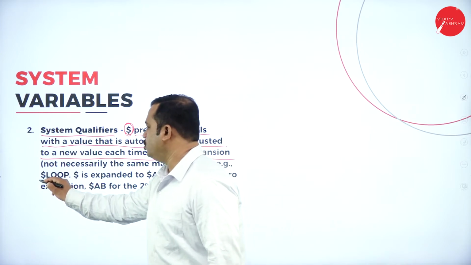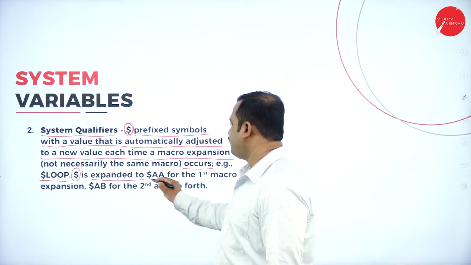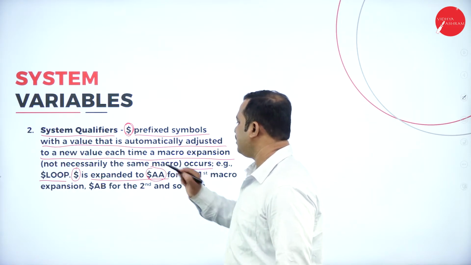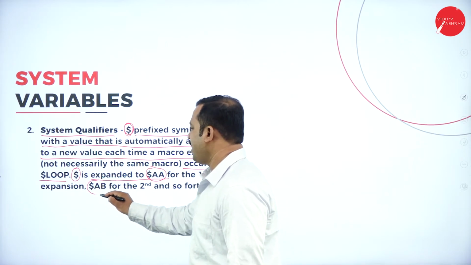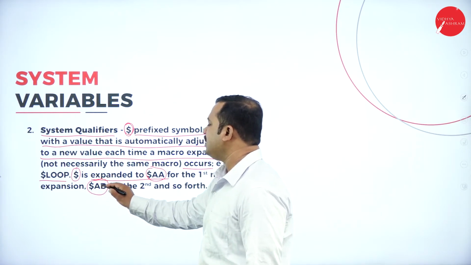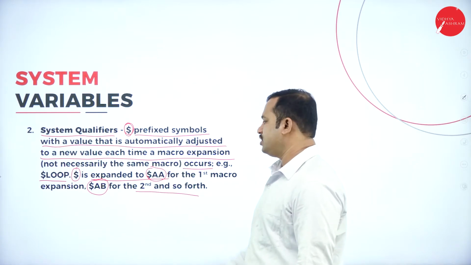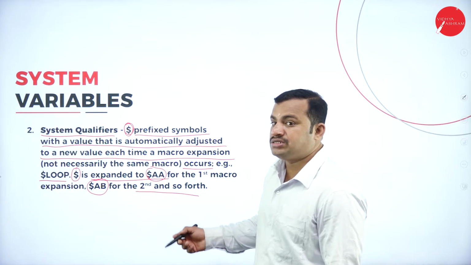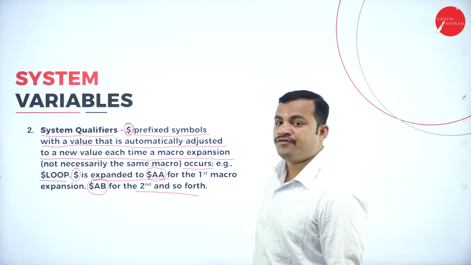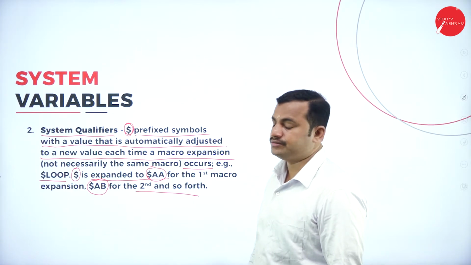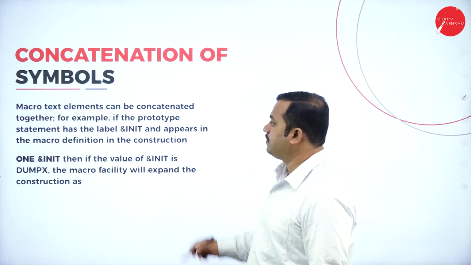Example, $loop. Dollar is expanded to the form of $AA for the first macro expansion. For the second macro expansion, $AB, for the third macro expansion, and so forth. What happens? What is the solution which they add in the first version of PUTC method? Let me take you into the example program.